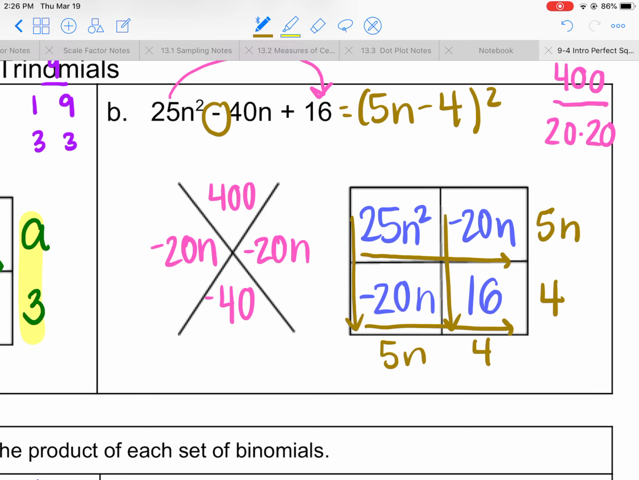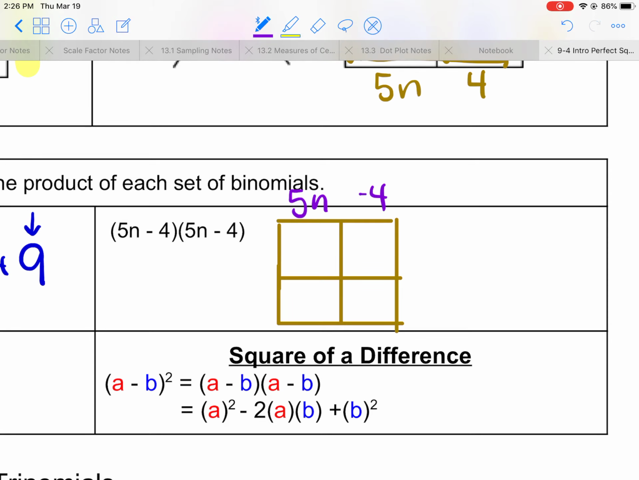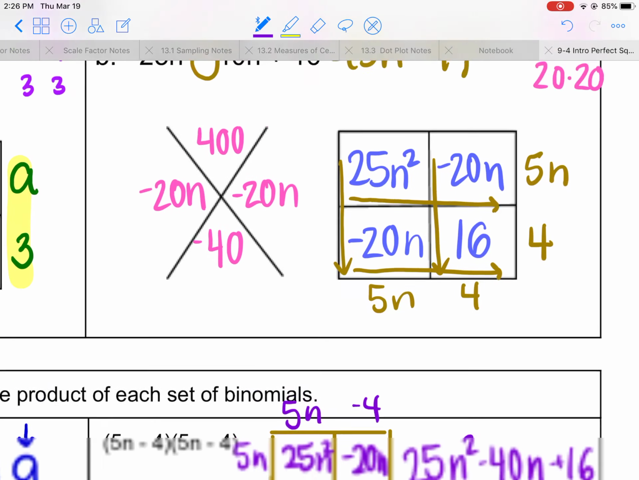So if I use the box method down here to multiply my binomial, we should get the same answer. So now I've got 5n minus 4, 5n minus 4. 5 times 5 is 25n squared, negative 4 times 5n is negative 20n twice, and then a negative times a negative is a positive, and I get 25n squared minus 40n plus 16, which you will notice is what we started off with right here.